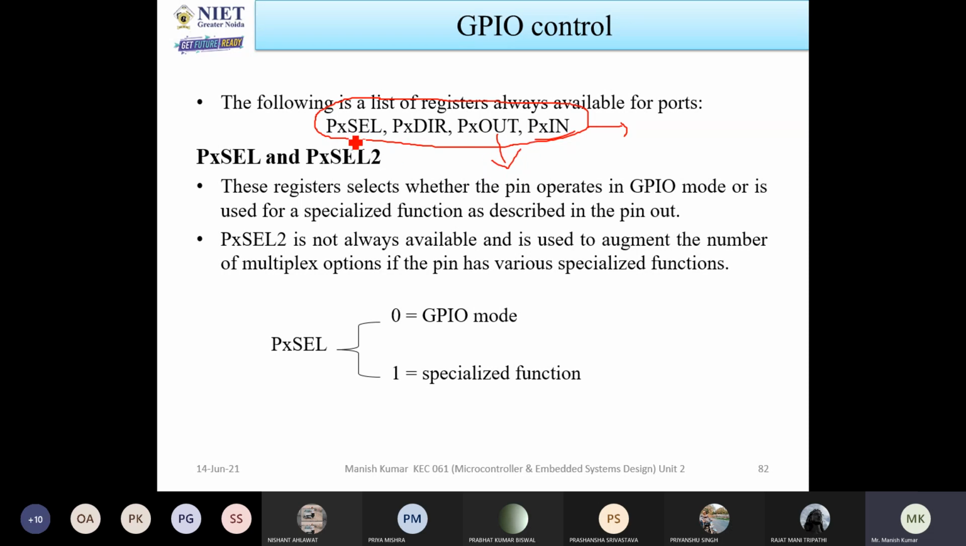So now the first is PX select pins. So what is the use of PX select pins? There are 2 types of select registers, PX select and PX select 2. So what is the use of PX select and what is the use of PX select 2? Now you can see some pins are used for the special functions.